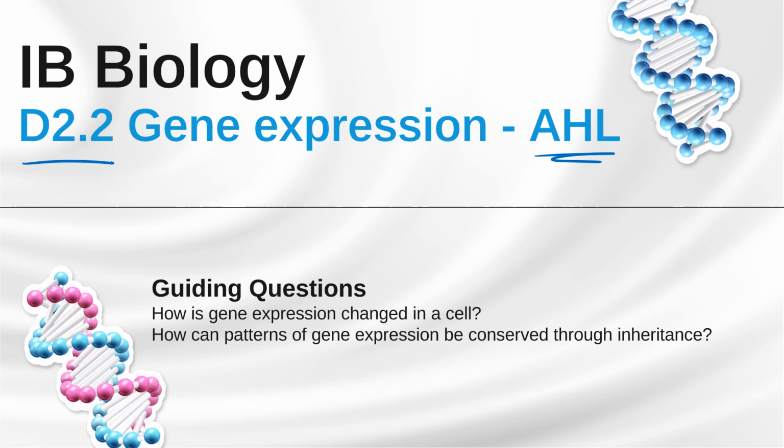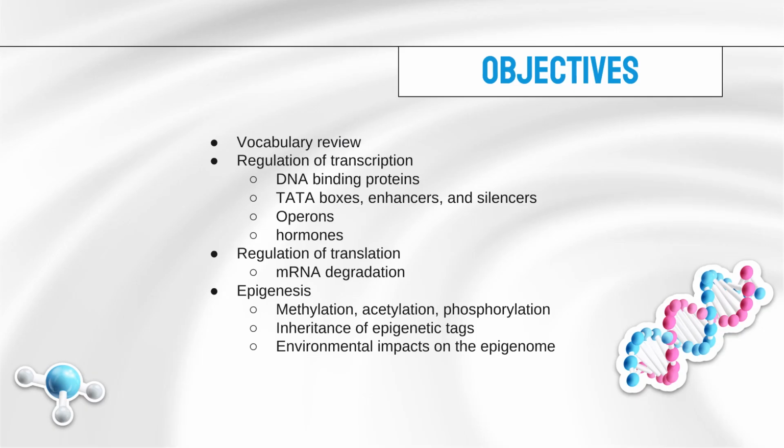Our guiding questions for today: how is gene expression changed in a cell, and how can patterns of gene expression be conserved through inheritance? And our objectives for today, we're going to do some vocabulary review. We're going to talk about the regulation of transcription through DNA binding proteins, TATA boxes, enhancers, and silencers. We're going to take a super quick look at operons, and then also chat briefly about how hormones can affect transcription. We're going to look at the regulation of translation through different rates of messenger RNA degradation.